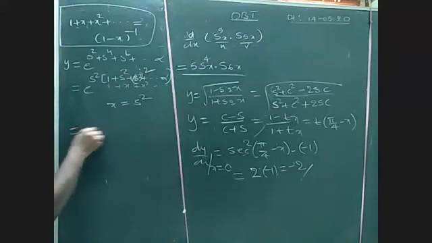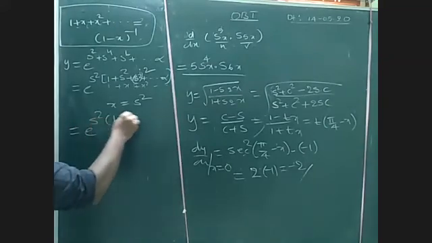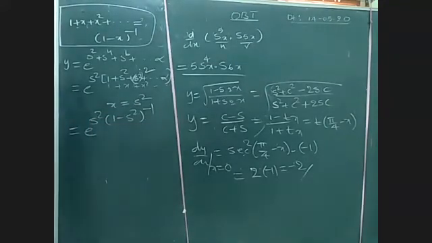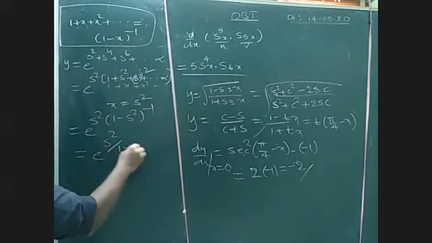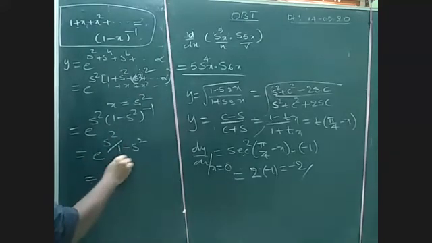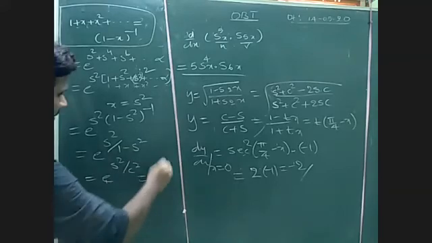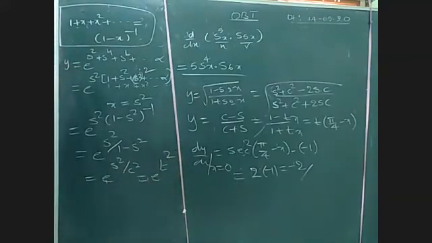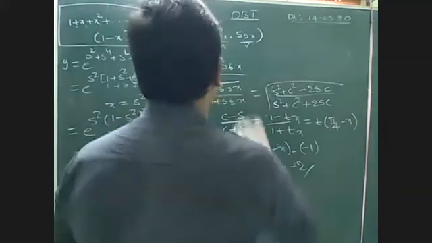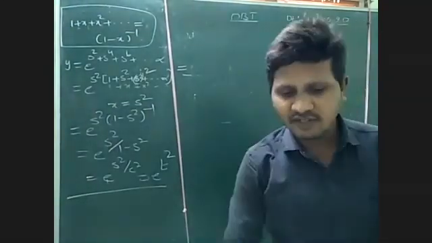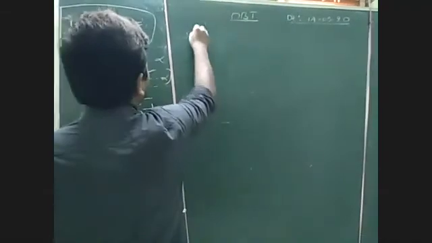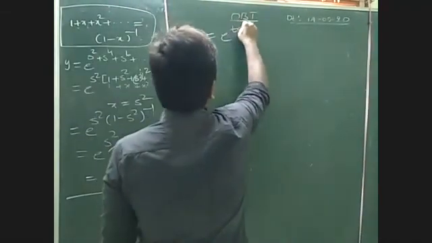Apply the formula: e power sin square into (1 minus sin square) whole power minus 1. This can be written as e power sin square, with 1 minus sin square in the denominator. 1 minus sin square is cos square, so it is nothing but e power tan square x. So finally, after simplifying, we got y is equal to e power tan square x.